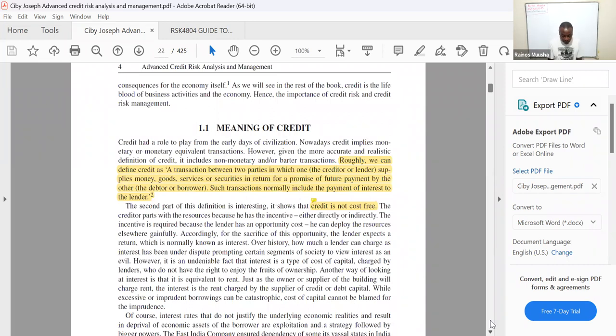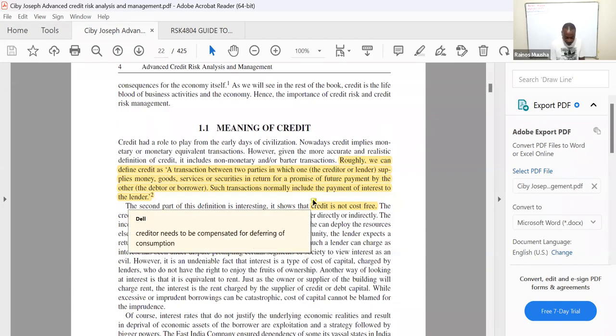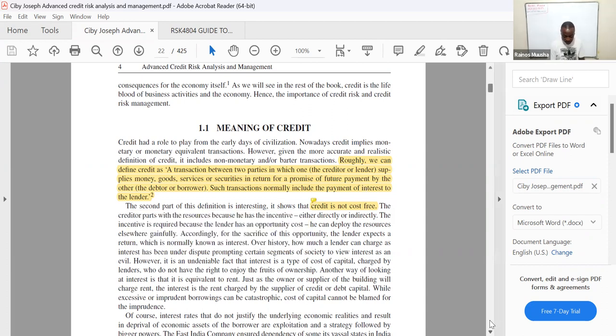Here they say, roughly, we can define credit as a transaction between two parties in which one supplies money, goods, services, and securities in return for a promise of future payment by the other, who is the debtor or the borrower. Such transactions normally include the payment of interest to the lender. So credit is not cost-free. The creditor needs to be compensated for deferring consumption. For them to defer consuming their money now because they are lending you that money, they need to be compensated for that activity of lending. And how are they compensated? Through the interest that's charged on the credit asset.